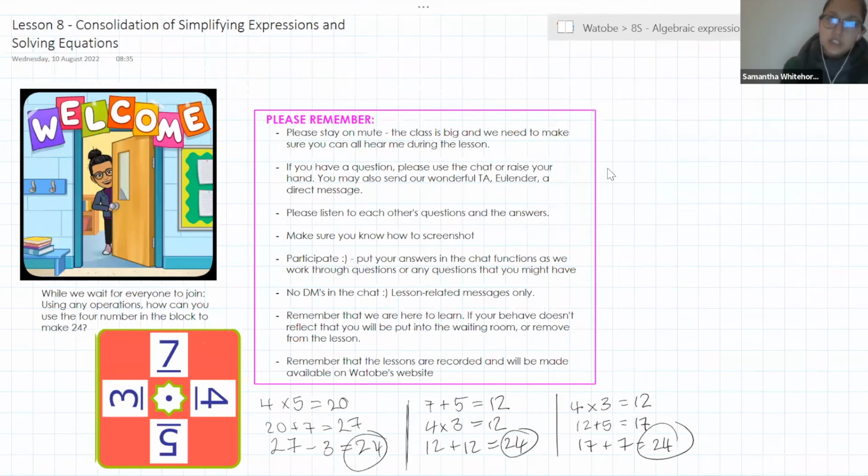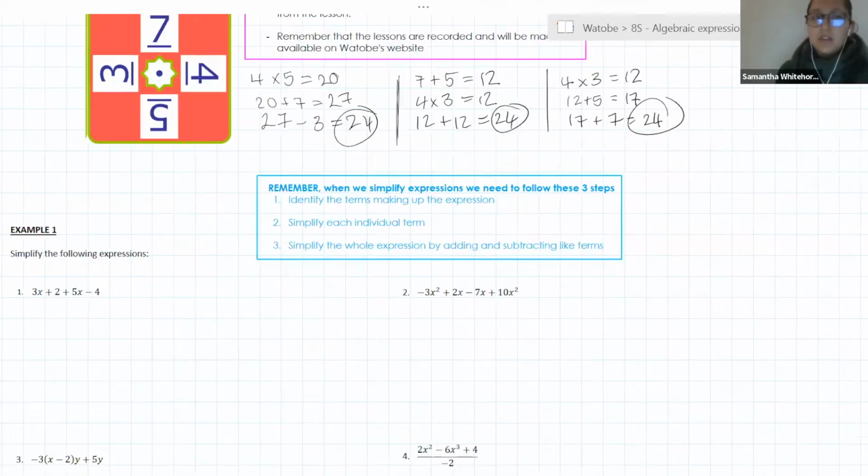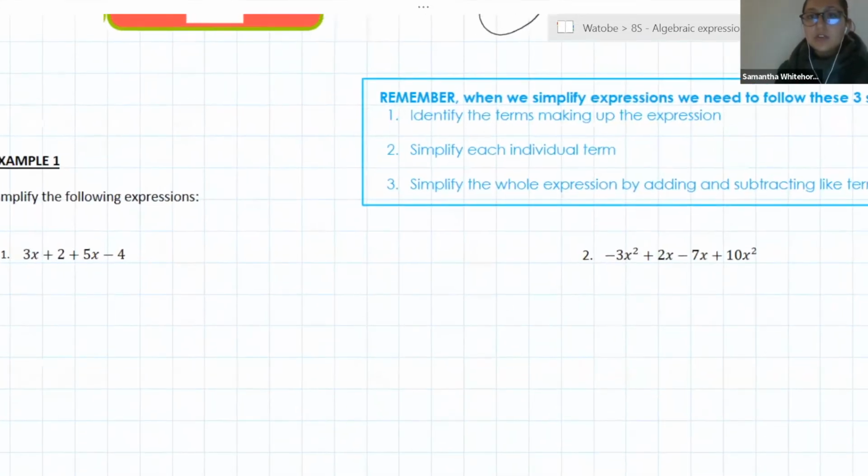Simplifying expressions to start with, and then we'll move to equations. And again, guys, this is just a recap, revision, consolidation of what we have done. So if you are new, you can go back and rewatch the videos, but basically this is what we have covered in this course. Right now, don't stress about the questions.